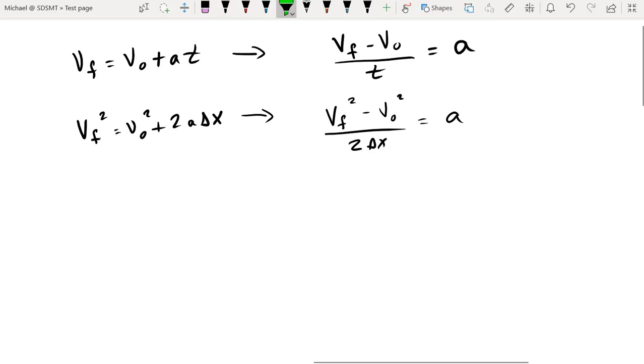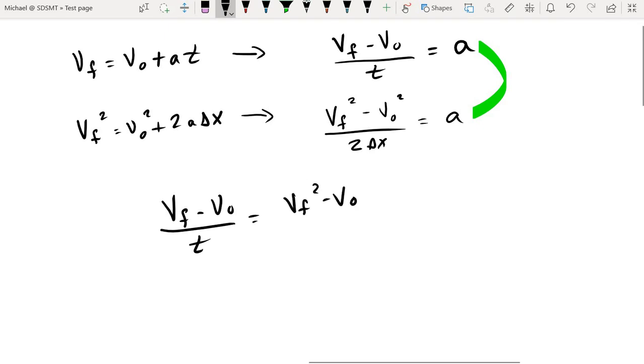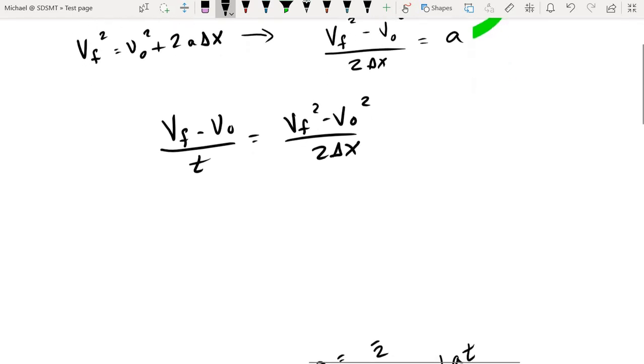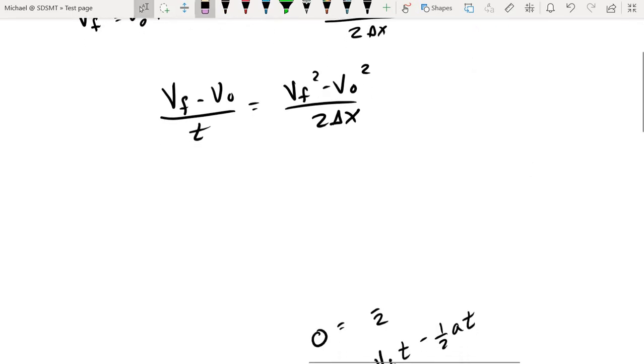So now we have two equations that are equal to the same acceleration. We can now set those expressions equal to each other. And technically that would be our fifth kinematic equation. But as with all of the other examples, there is some cleanup that we have to do so that we can make our answer look like the book's answer.